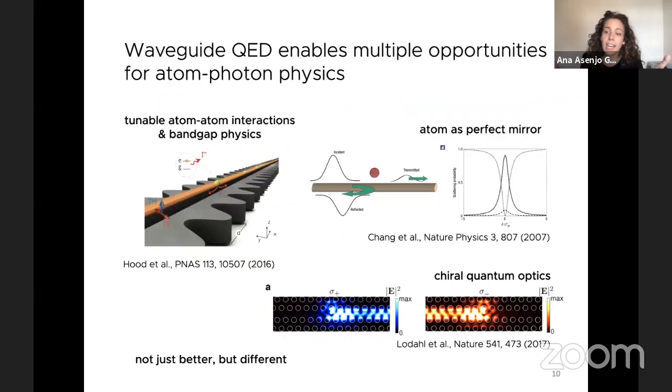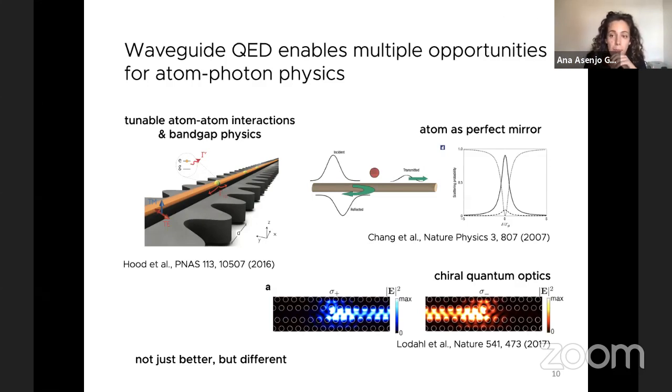So is that everything that dielectrics give us? Is it just a way of enhancing light-matter coupling? Can we do just what people can do in cavities, but on a fiber? The answer is no. A waveguide allows us to do many more interesting things. And what are those things?